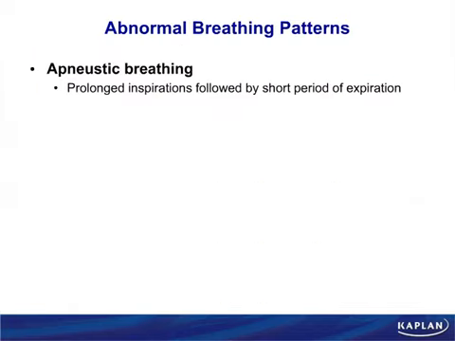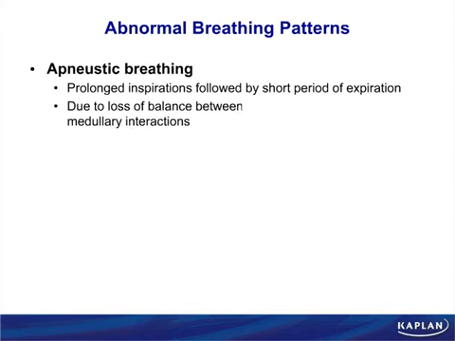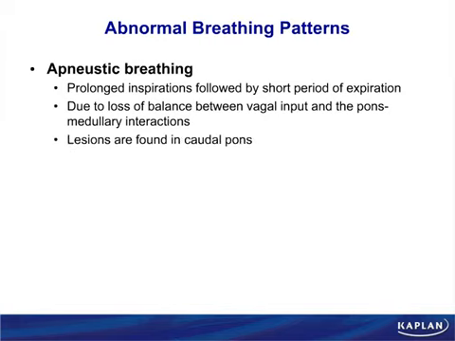All right, let's talk just a bit about some abnormal breathing patterns. The first we call apneustic breathing. These are prolonged inspirations followed by a short period of expiration. This is thought to be due to the loss of balance between the vagal inputs and the interplay between the pons and the medulla. Again, the medulla is our rhythm generator, but it does receive input from the pons and also from the vagus. So this disruption. So the thing to think about if you get an apneustic breathing pattern on Step 1 is think about pontine damage, particularly in the caudal pons.